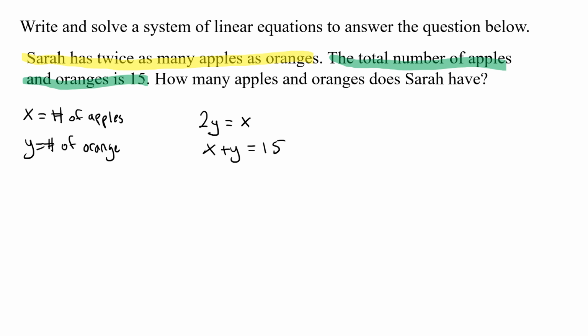So what I want us to notice is that in this top equation here, this x is all by itself. It's actually been solved for. So that means that we can replace this 2y, what x equals, for the other x in the other equation, because in the system they have to be the same. This is the substitution method. So I'm going to plug in for the x in the bottom equation what x is, 2y.